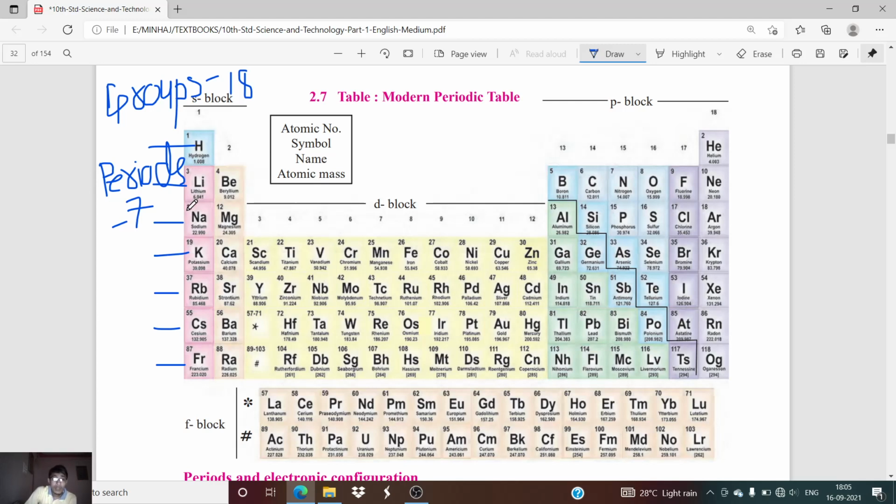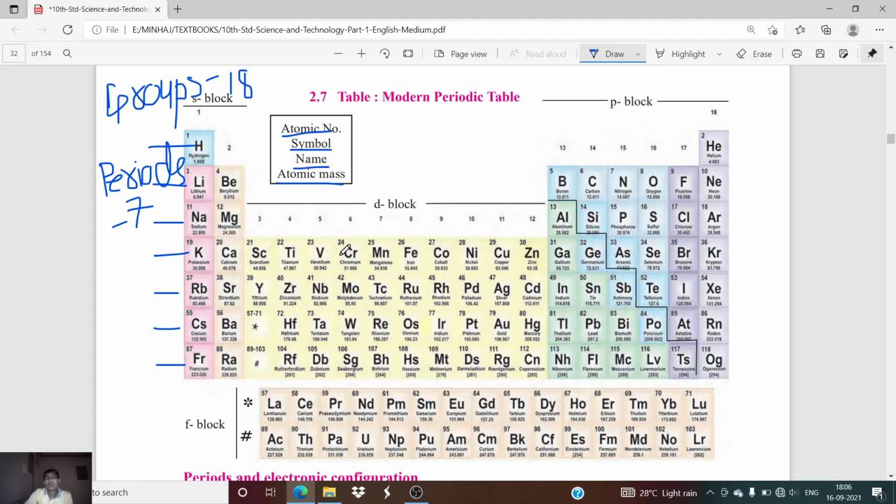The alphabets, or group of alphabets, in this table are the symbols of the elements. So the atomic number and then the symbol is used. H is the symbol for hydrogen. Below the symbol, the name of the element is also given. And below the name of that element, what is given to us? The atomic mass is provided.